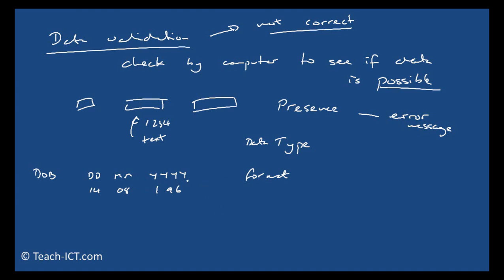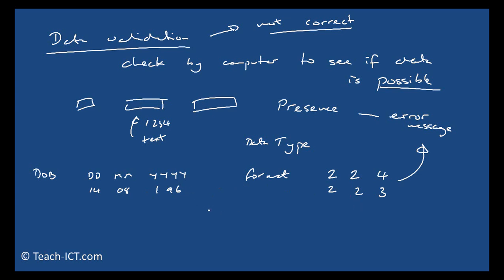Well, that check, a format check, is basically saying I'm expecting to see 2 numbers, then 2 numbers, then 4 numbers. But because this person has given me 2 numbers, then 2 numbers, then 3 numbers, the date of birth that's been entered is not in the correct format. So once again, this would throw an error message saying, that's not in the correct format, you've got something wrong there.